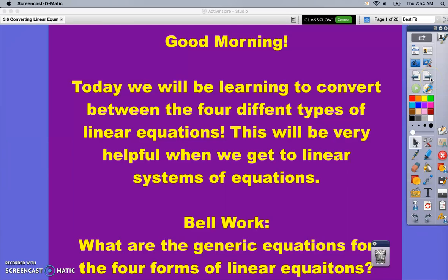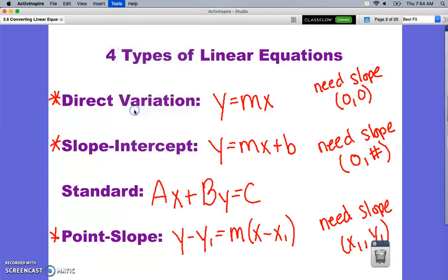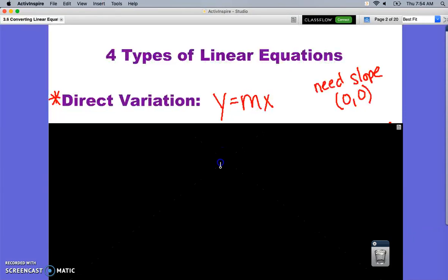Good morning, good afternoon. We are going to be starting to learn to convert between the four different types of linear equations. This will be very helpful when we get to linear systems of equations. So first we're going to go through our four different types that we've learned so far.